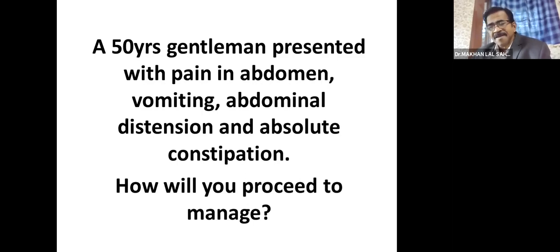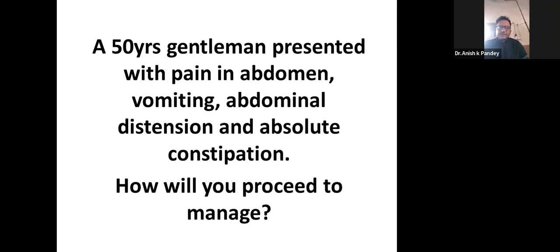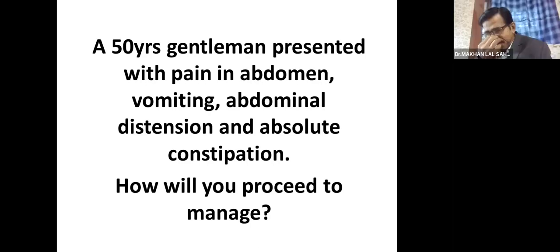And you should look for the hernial sites. When you examine the patient, look at the hernial sites: whether a hernia is there, whether the hernia is irreducible, and whether there are any features of strangulation in the hernia. It is not possible to diagnose internal hernias by clinical examination.